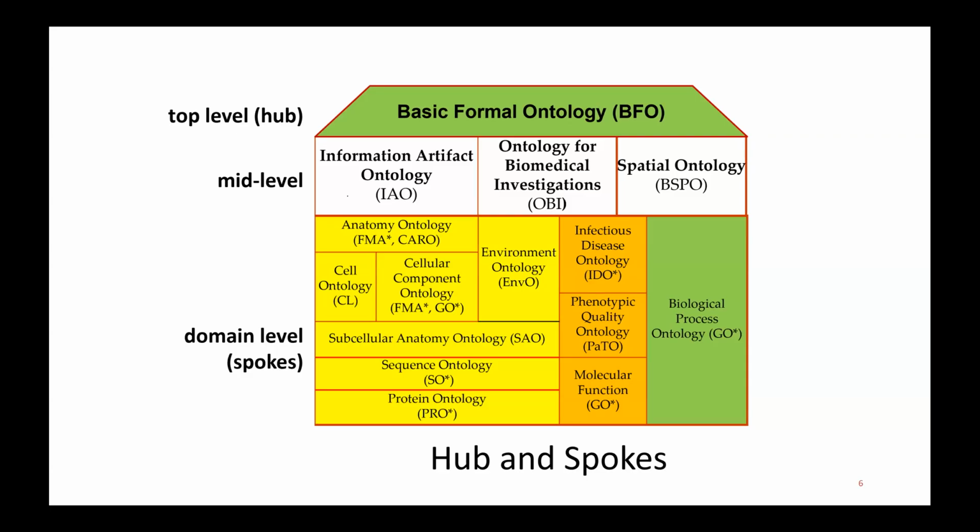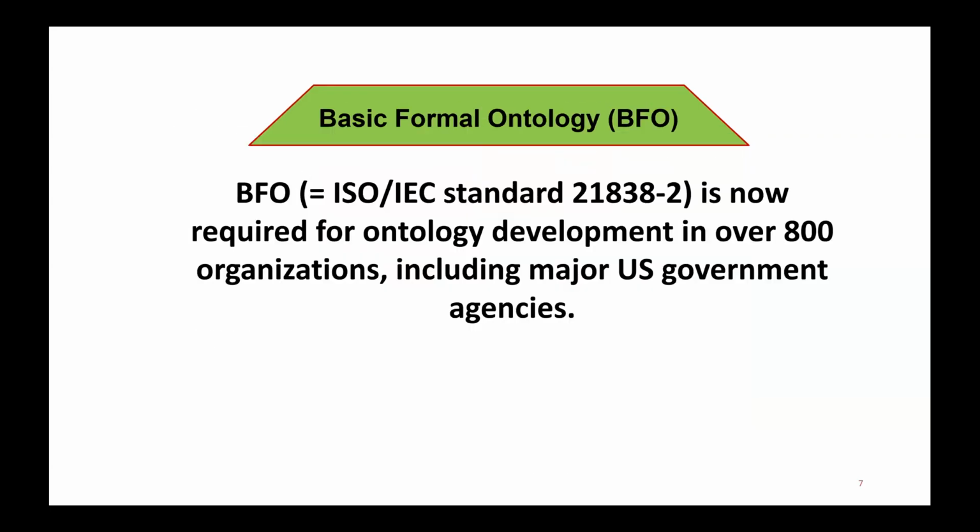And now there are, as I say, hundreds of ontologies. This chart is a very, very simplified version of the existing OBO Foundry. OBO is Open Biomedical and Biological Ontologies, because all of these ontologies are completely open. Anyone can use them. All right, now BFO, which is the hub, has become an ISO standard, and indeed it's required to be used in over 800 organizations. So we are making progress.